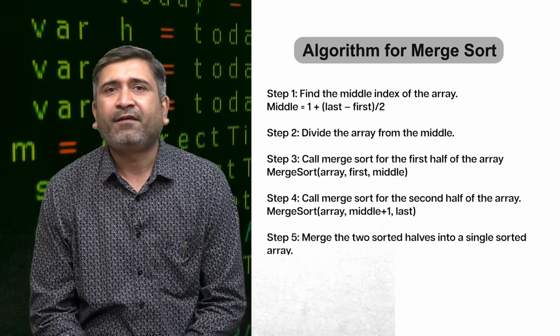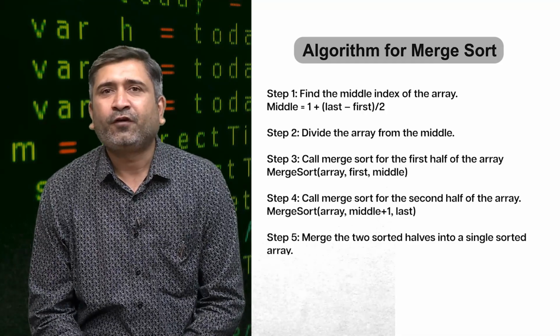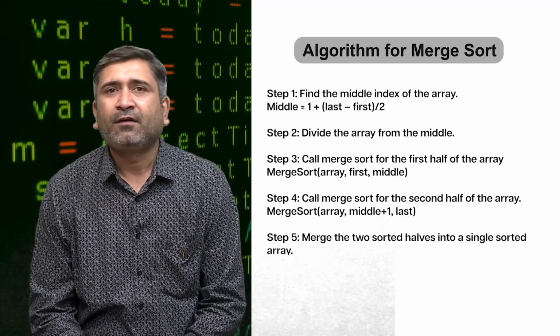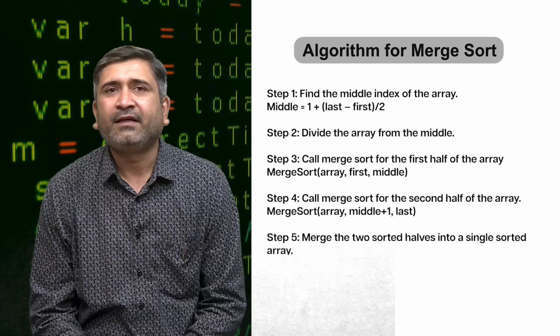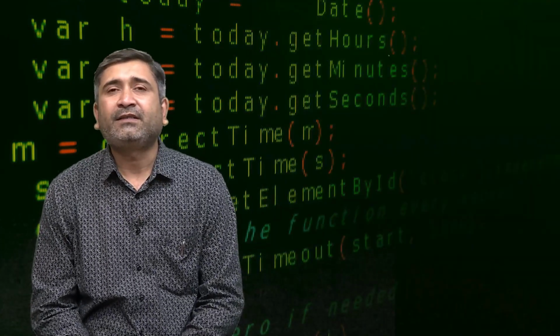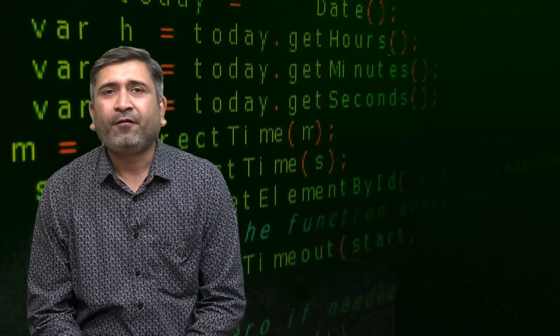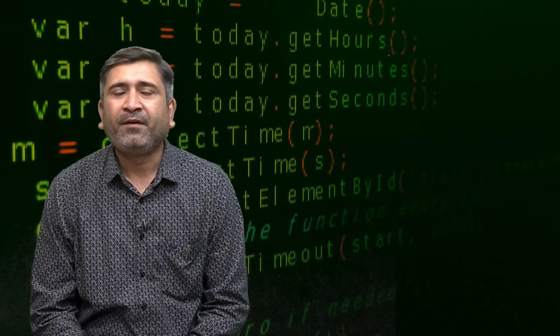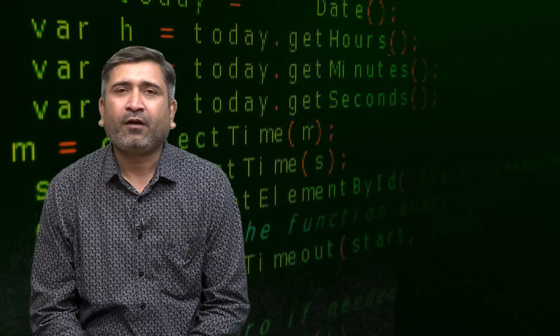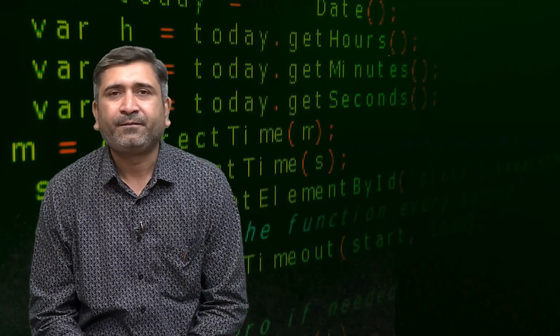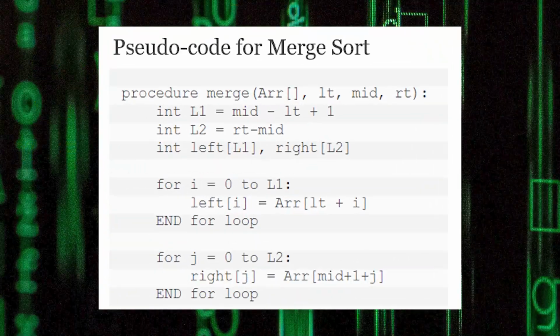In step 5, merge the two sorted halves into a single sorted array. These are the five steps which are to be explained before writing a pseudo code or a program for the merge sort. See, this is the pseudo code for merge sort.